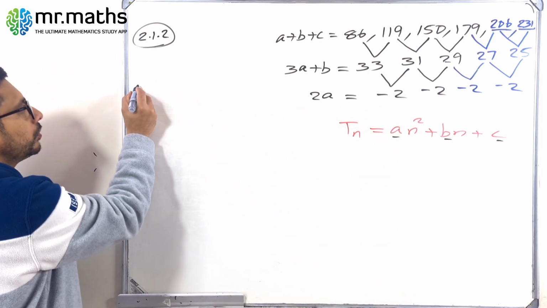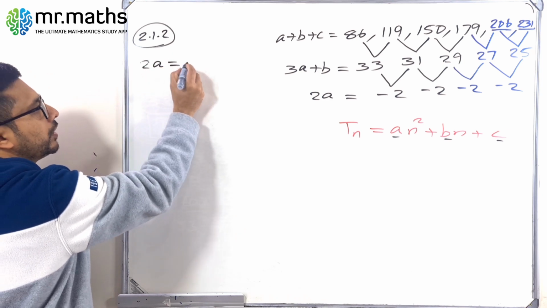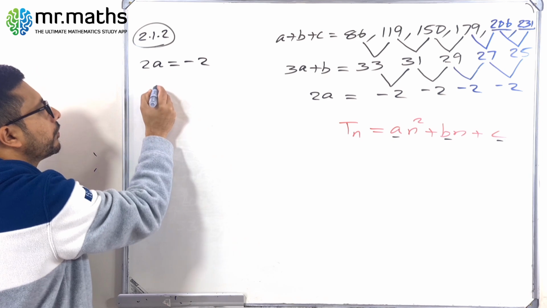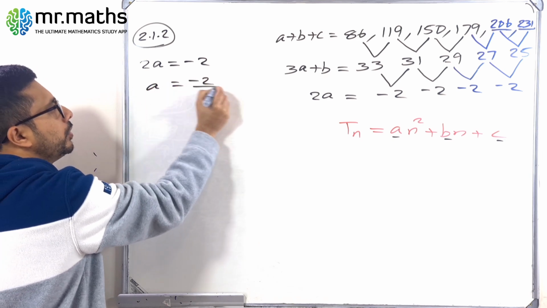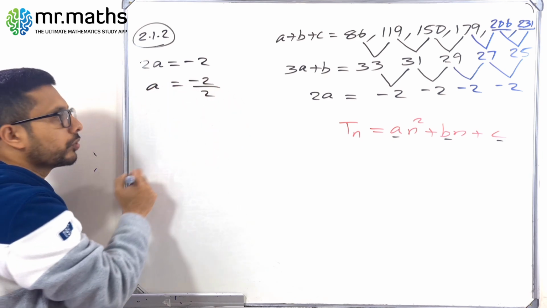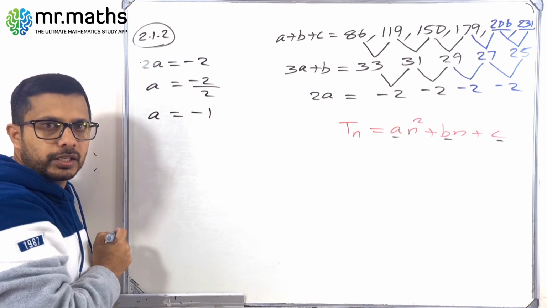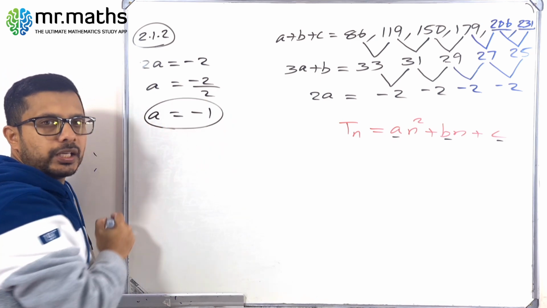First we can start from here. 2A is equal to the second difference, which is minus 2. So what is A? Minus 2 divided by 2. A is equal to minus 1. So the value of A is minus 1.